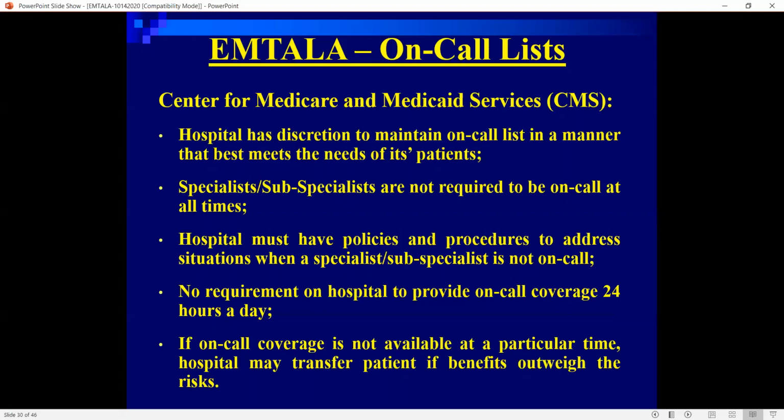But that is also a reason that you can get around EMTALA as far as transferring the patient, again, if the risks of keeping the patient in outweigh the transfer.